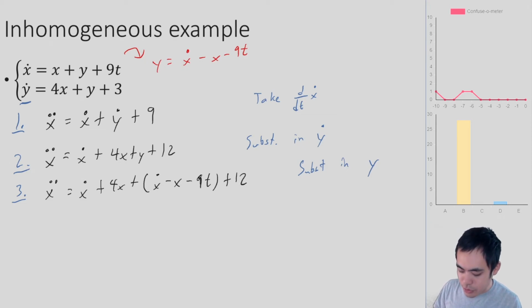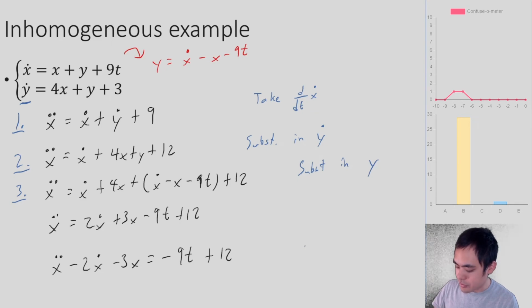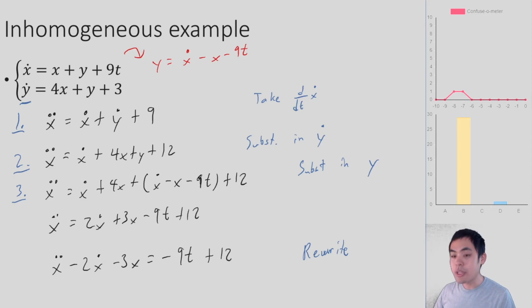And let's rearrange this. So if you rearrange this, you'll note that x double dot is equal to 2x dot plus 3x minus 9t plus 12. And we can rewrite this as x double dot minus 2x dot minus 3x is equal to minus 9t plus 12. And so this was just rewriting. And we can continue. So now we have an inhomogeneous linear ODE with constant coefficients. And we know how to solve this as well, right?